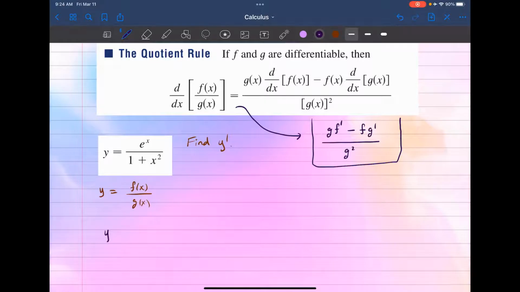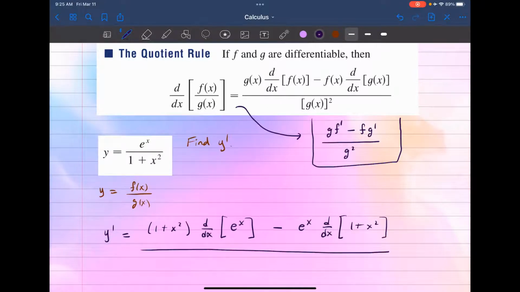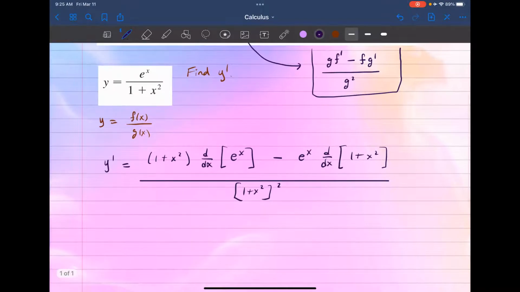So y prime in this problem is going to be, we keep the bottom, so that would be 1 plus x squared. We differentiate the top, we're differentiating e to the x, minus, now we keep the top, and we differentiate the bottom. That's 1 plus x squared. All over the bottom squared. That's 1 plus x squared, squared. So that's how you set up the quotient rule. And now let's take these derivatives.